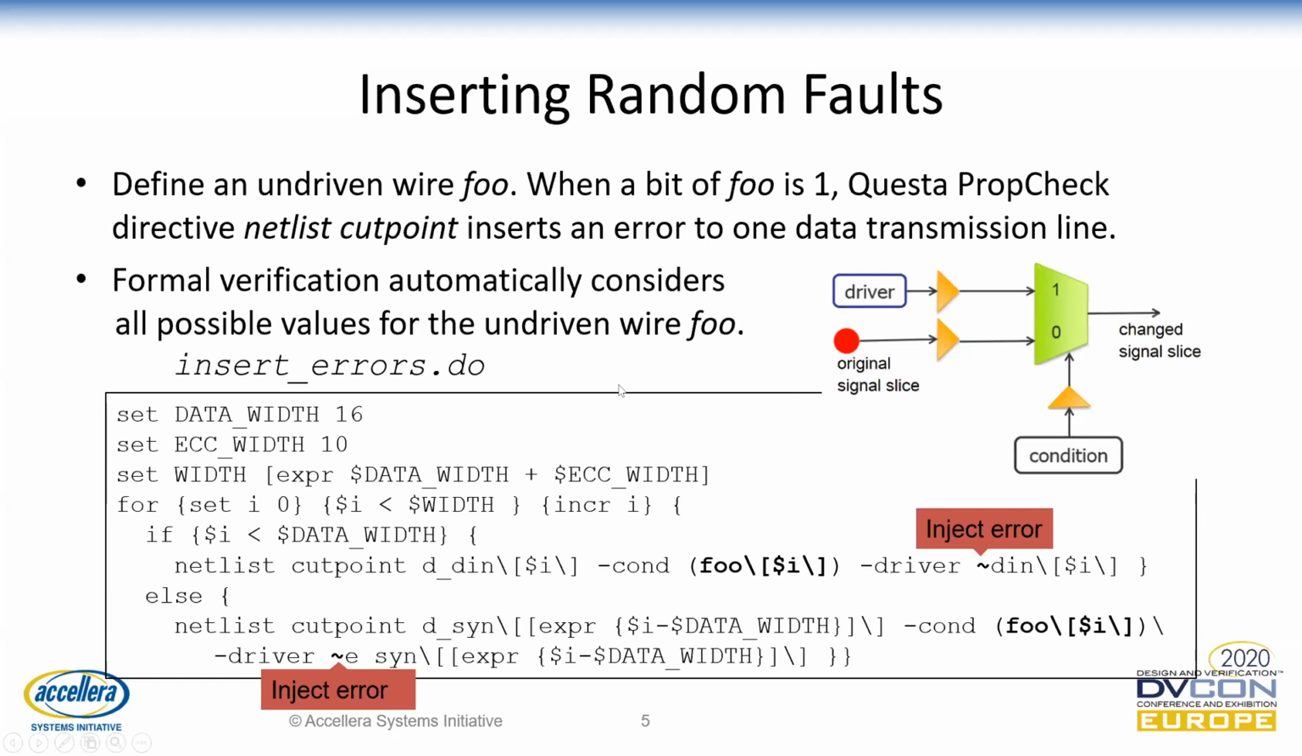Let's look at the file insert_error_start.do. The for loop considers every bit of the transmission lines from the encoder to the decoder. When a bit of foo is 1, the corresponding transmission line has an error injected by driving it with the opposite value of the original signal. When i is less than the data width, the error is injected to the d_din signal. Otherwise, the error is injected to the d_sin signal. So each bit of foo controls the error injection.